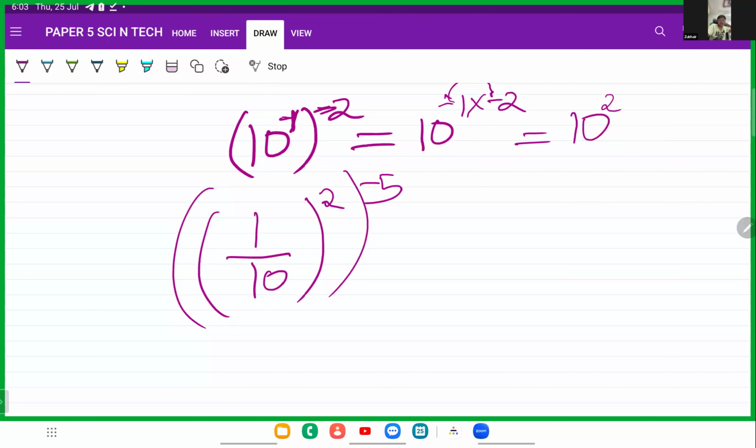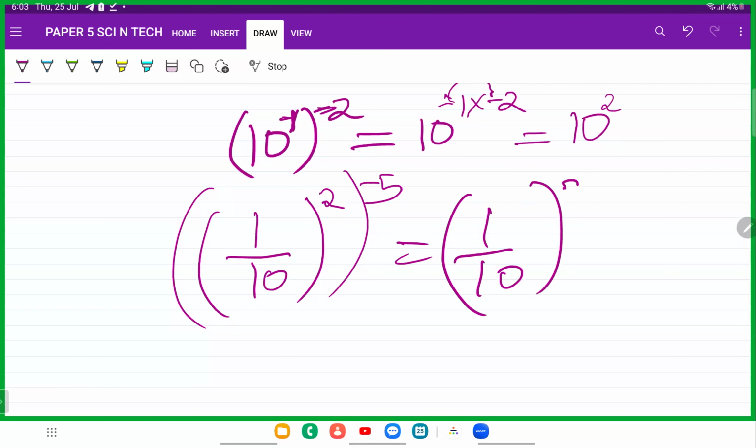So 1 by 10 whole power minus 10, that is, 1 by 10 whole to the power of minus 10. That can be written as 1 by 10 whole minus 10.